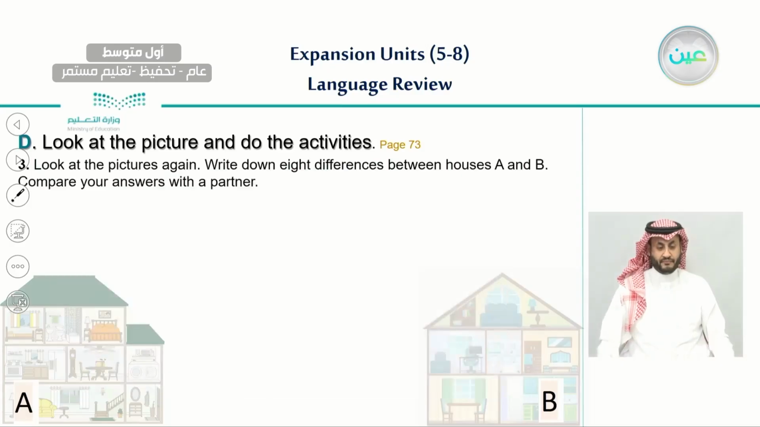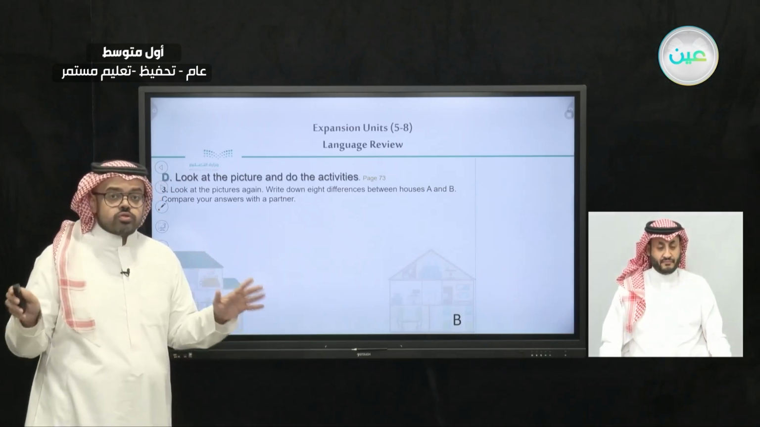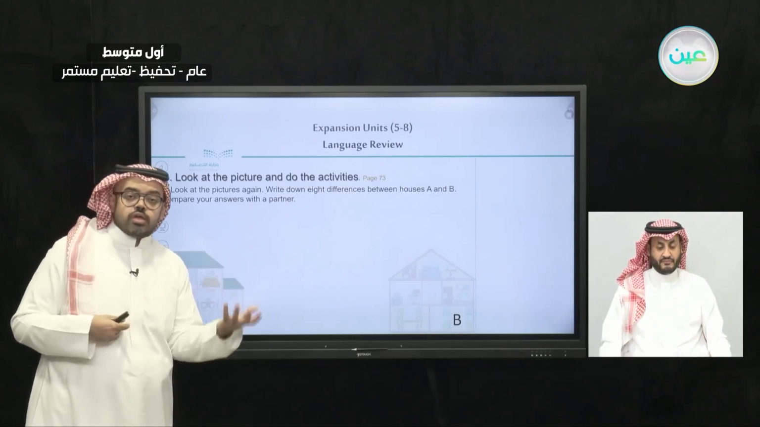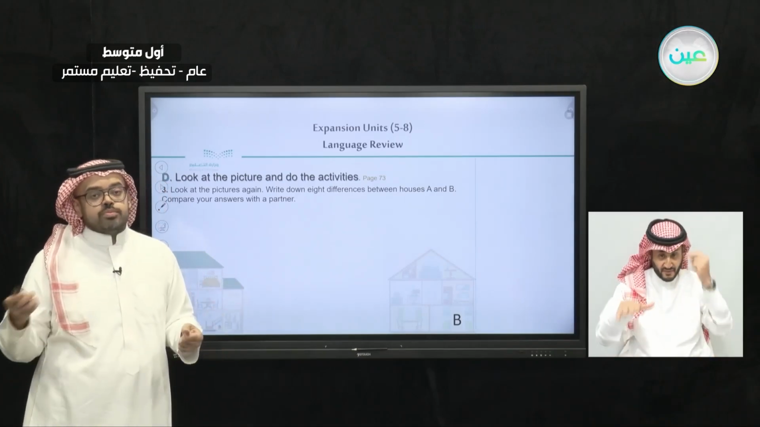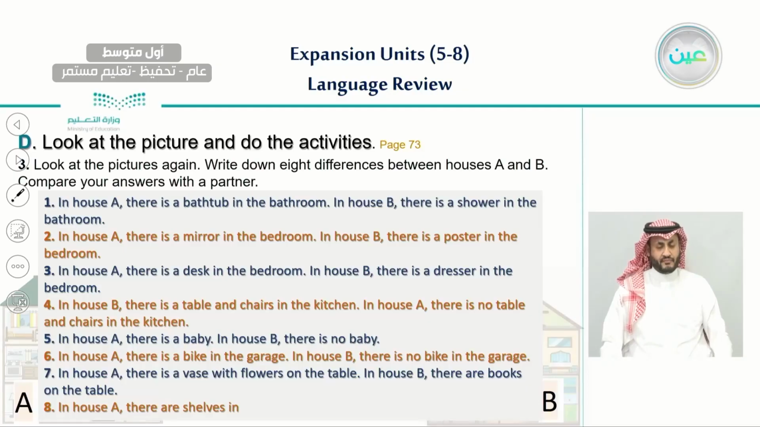The last exercise we have today, a very interesting one, is to have a look at the pictures and write down 8 differences between house A and house B, and then compare our answers with a family member or even with a classmate. So we're going to have a look at those two houses and try to find the differences. For example, house A is bigger than house B, house B is modern, house A is old, and so on. So let's read the examples here.